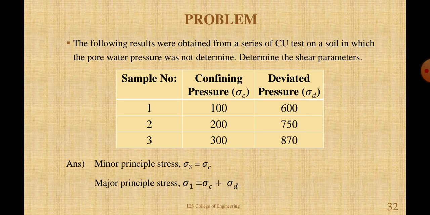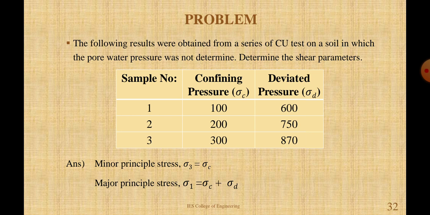Then the problem on the consolidated undrained test. The following results were obtained from a series of CU tests on a soil in which the pore water pressure was not determined. Determine the shear parameters. For sample 1, confining pressure is equal to 100 and deviator stress is equal to 600. For sample 2, confining pressure is equal to 200 and deviator stress is equal to 750. And for sample 3, confining pressure is equal to 300 and deviator stress is equal to 870.